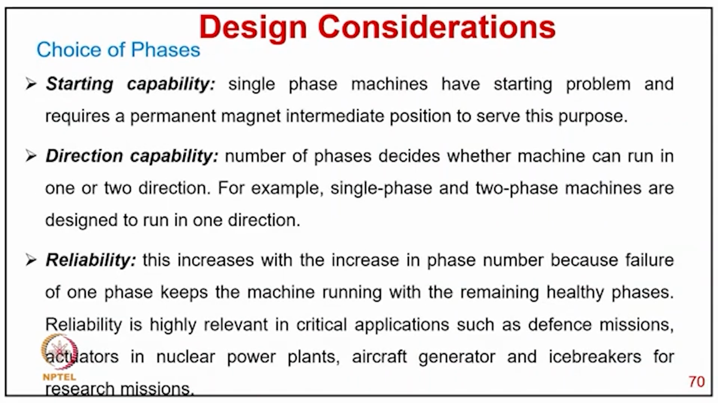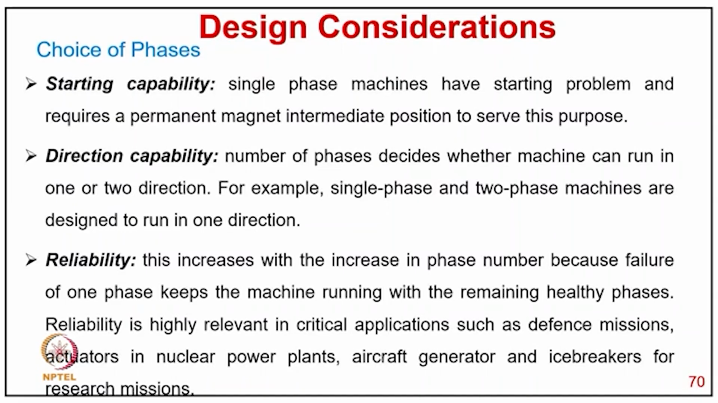Now coming to the choice of phases. Starting capability: single phase machines have starting problems and require a permanent magnet to provide an intermediate position to serve this purpose. In direction capability, the number of phases decides whether the machine can run in one or two directions. For example, single phase or two phase machines are designed to run in only one direction. For reliability, this increases with the increase in phase numbers, because failure of one phase keeps the machine running with the remaining healthy phases.